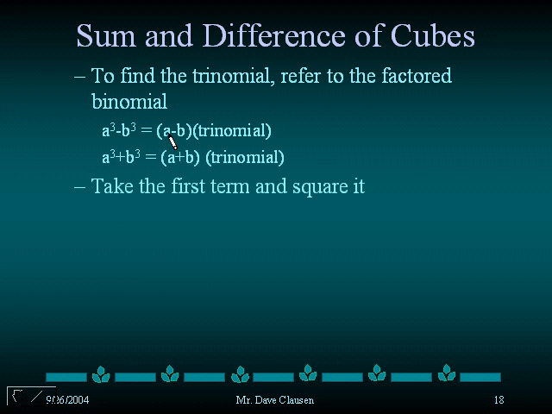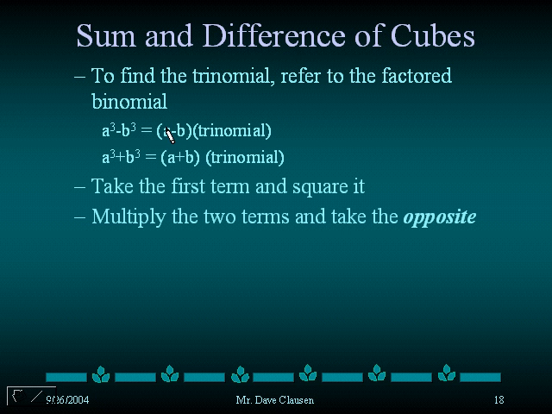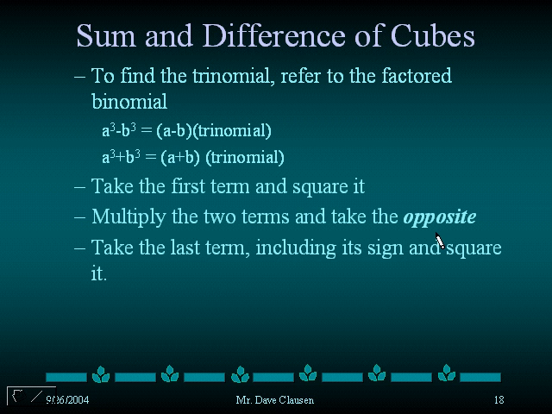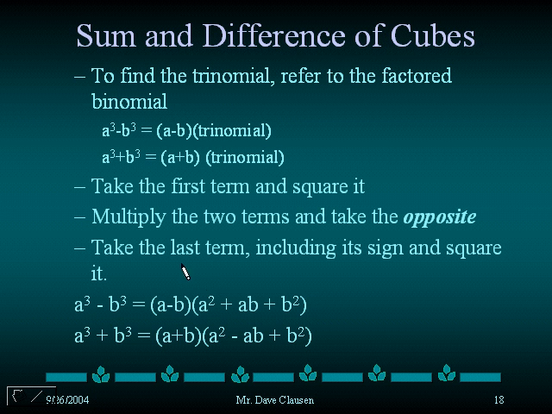And from there, you're going to do a couple of things. You're going to take this first term and square it. You're going to multiply the two terms and take its opposite. Then you're going to take the last term, including its sign, and square it. So let's look at that in a little bit more detail. We're going to take the first term and square it. So a times a is a squared.